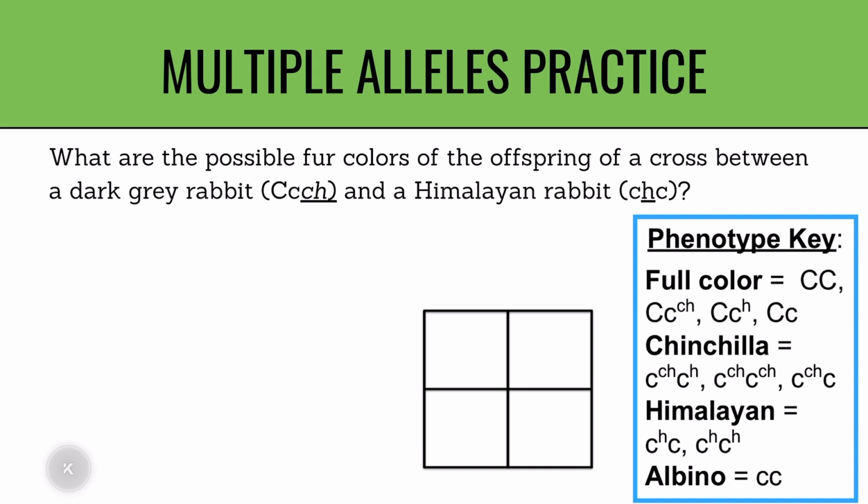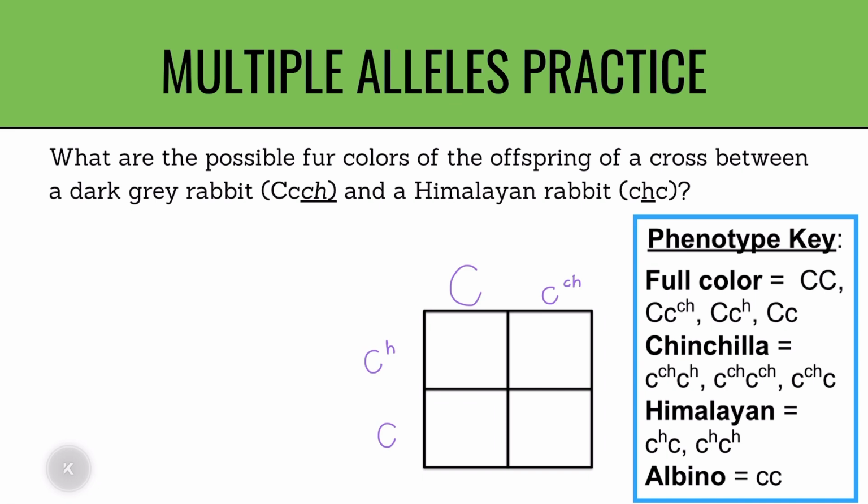So let's look at this. I had a hard time with subscripts and superscripts here, so I've just underlined the thing that's supposed to be the superscript in the prompt. Anyway, what are the possible fur colors of the offspring of a cross between a dark gray rabbit, which has the genotype of an uppercase C and a lowercase c with a superscript ch, and a Himalayan rabbit that has a genotype of lowercase c with a superscript h and a lowercase c?